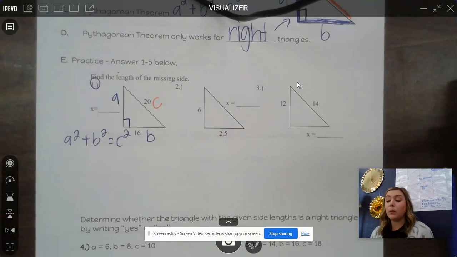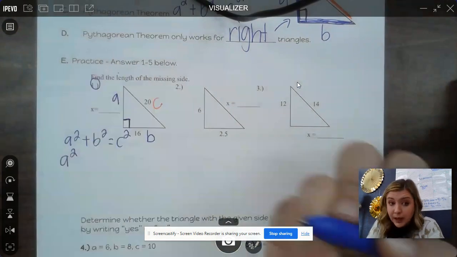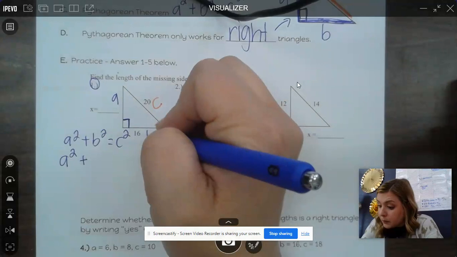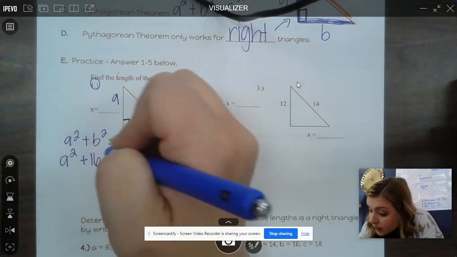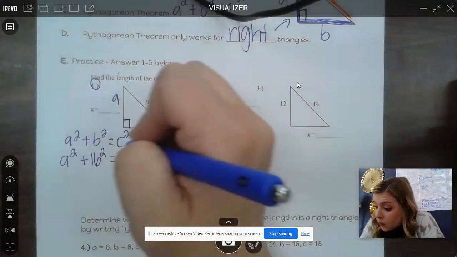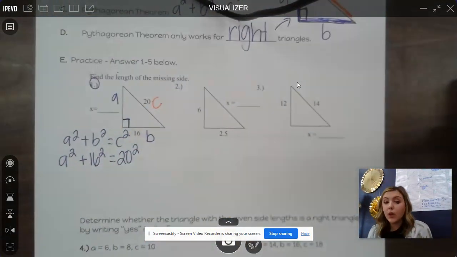In this case, I'm going to call that one A, which means I'm going to be solving for A. So I'm going to fill in right here that I don't know what A is. So I'm going to be solving for that A squared. I do know what B is. B is 16 squared. And then C squared, this C has a value of 20, so 20 squared.